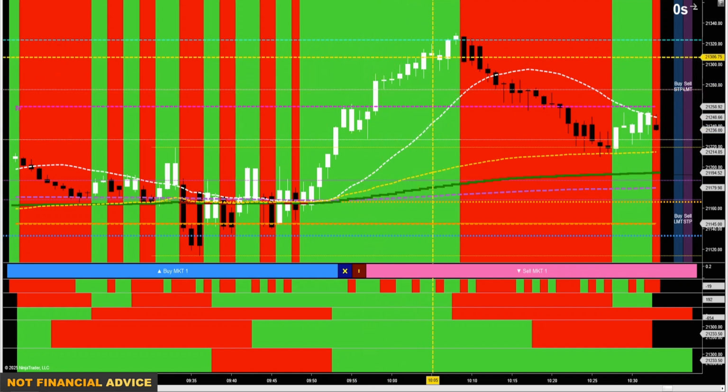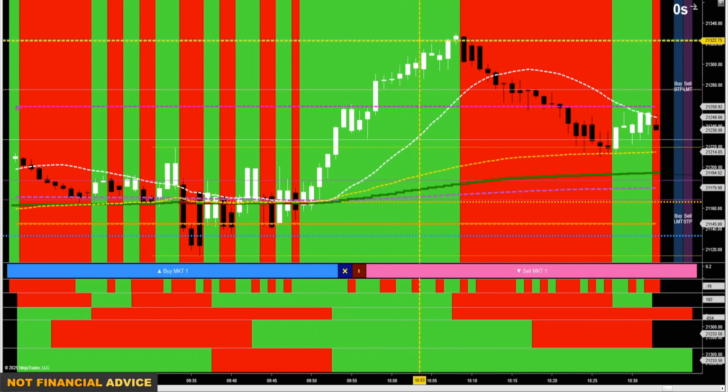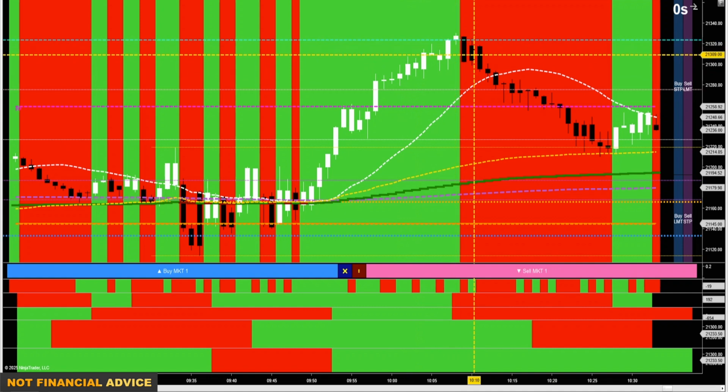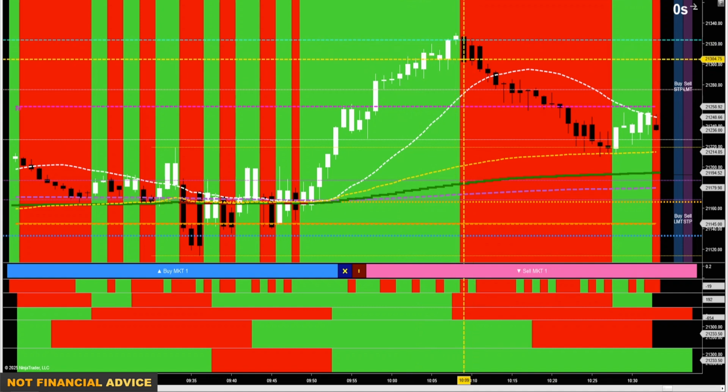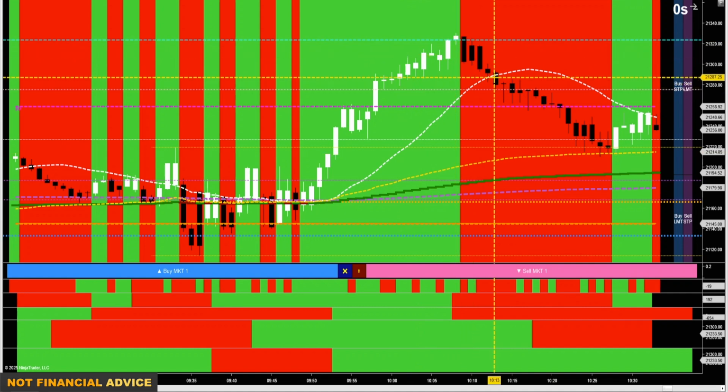HEIKIN ASHI stayed green this whole time. We've got green on all time frames. We came right up to this previous day VWAP close. Then we get our first red HEIKIN ASHI candle. Here we have a close below the 20 SMA. Delta's red across the board.